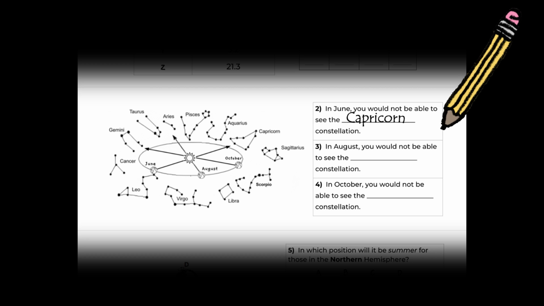In June, the Capricorn constellation will be blocked. In August, you may not be able to see Aries or Taurus. And then in October, the Sun will be blocking the Gemini constellation.